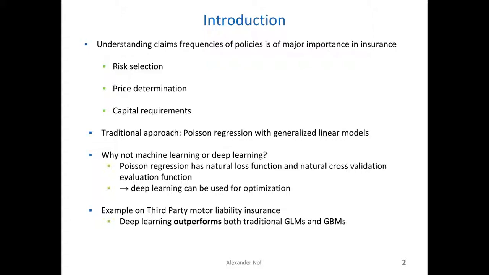claims that arise. The traditional approach was to use Poisson regression with generalized linear models, but there's nothing that prevents us from using machine learning or deep learning. It's all just about optimizing the log likelihood, which is just the standard loss function that can be optimized using any machine learning technology.